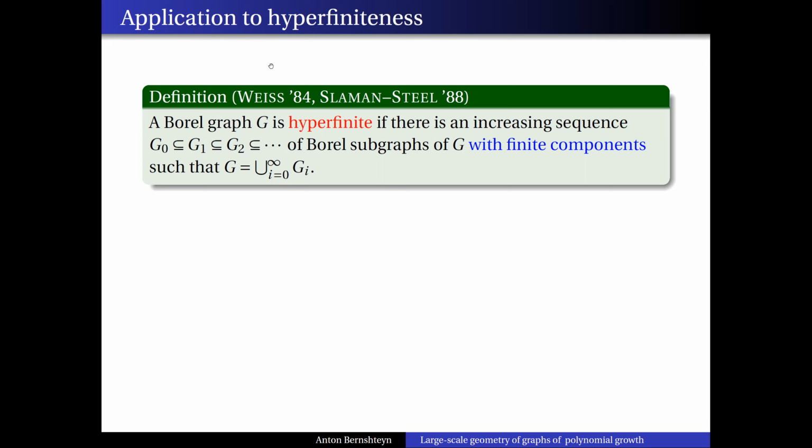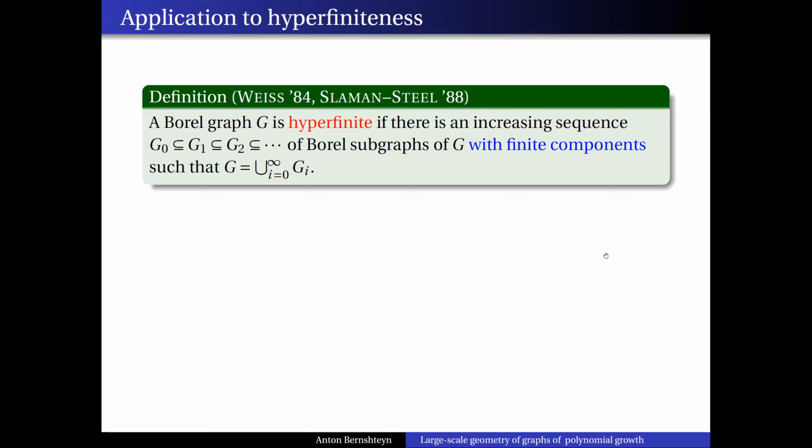So one notion this is closely related to is hyperfiniteness. What is this? I'm attributing this definition to Weiss and Slaman, although neither of these two papers has the word hyperfinite in it, I believe. But I couldn't track down where the term itself appears for the first time. Maybe somebody in the audience knows. But I'm going to say that a Borel graph is hyperfinite if it can be approximated.